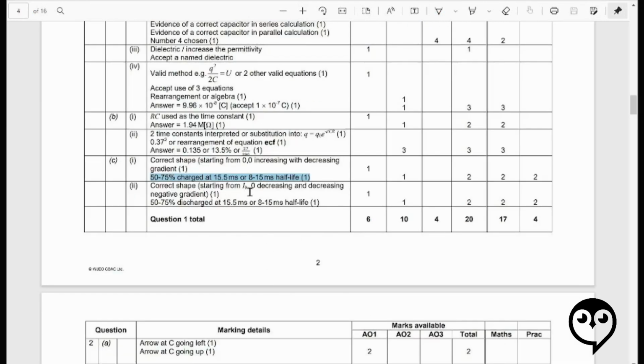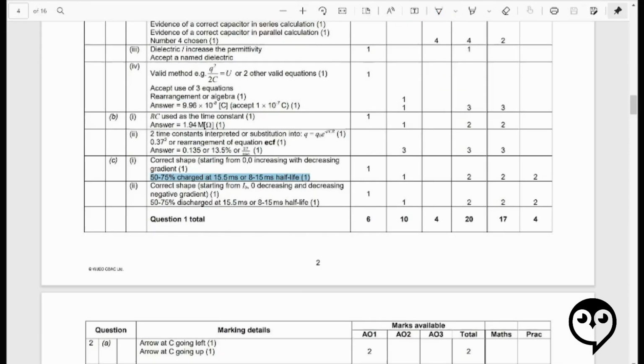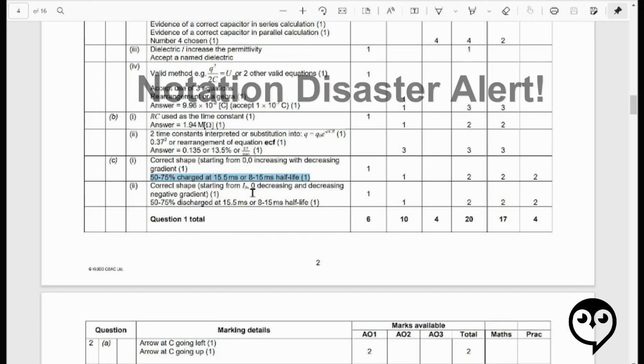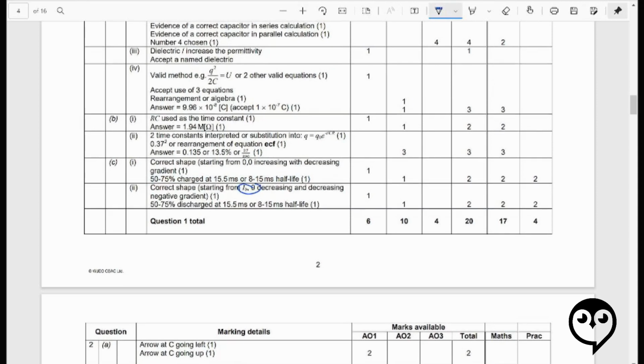Correct shape. So we start at I naught, and then what's this? 0. Decreasing with a negative gradient. Starting from I naught, and then I think it should say going to 0. Oh, I see. That's the point. I naught, 0 on the graph. Shouldn't it be 0, I naught? Shouldn't the x coordinate come first? That's not good for the mark scheme. I don't like that. We start at 0, I naught. That should be the coordinate that we start at. And then we decrease at a decreasing rate.